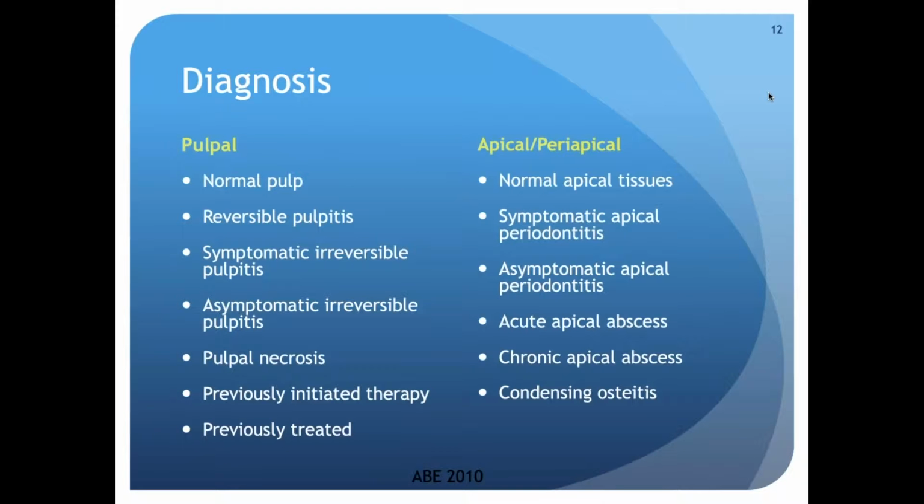So these are pulpal and periapical diagnoses. For pulpal, we can have a normal pulp, reversible pulpitis, symptomatic irreversible pulpitis, asymptomatic irreversible pulpitis, pulpal necrosis, previously initiated therapy, and previously treated. And I'll go through all those later on. For our apical diagnosis, you can have normal apical tissues, symptomatic apical periodontitis, asymptomatic apical periodontitis, acute apical abscess, chronic apical abscess, or condensing osteitis.